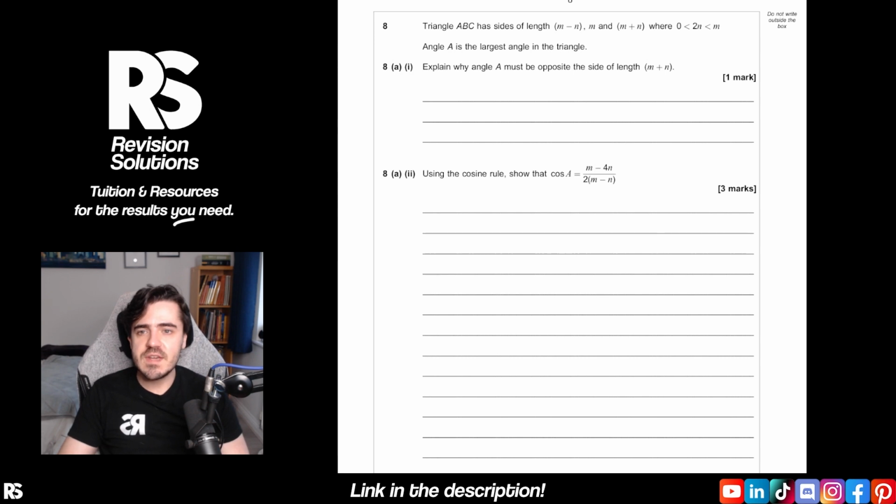Okay, next we've got question 8. It says triangle ABC has sides of length m minus n, m, and m plus n, where 2n is greater than 0 but less than m. Angle A is the largest angle in the triangle. Explain why A must be opposite the side of length m plus n.